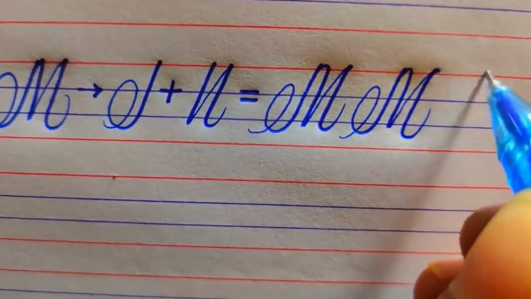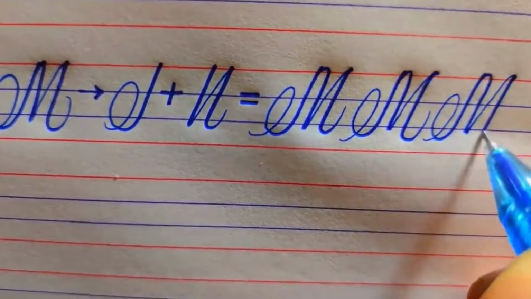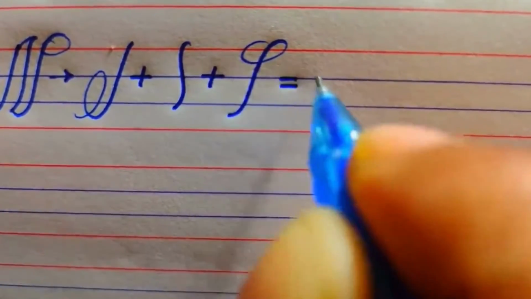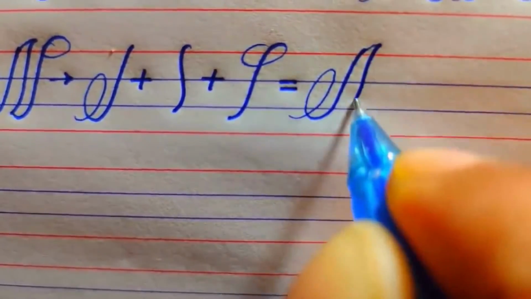M. Now the turn of N. Here the first word of N and the second one and the third one is equal to N.